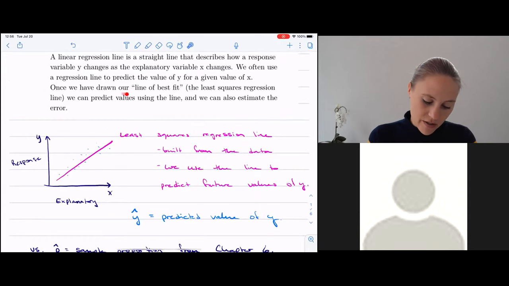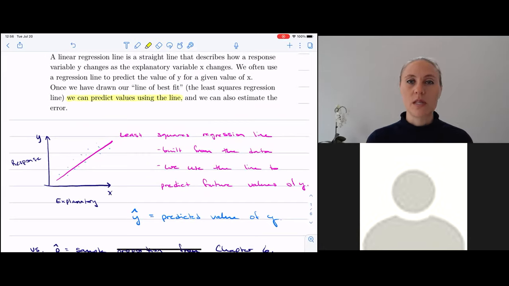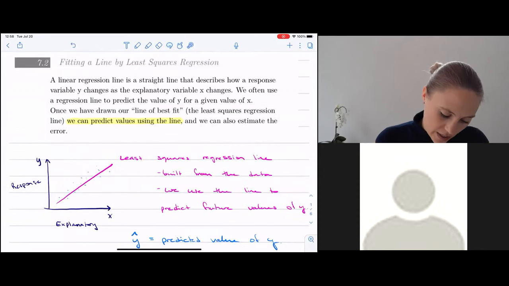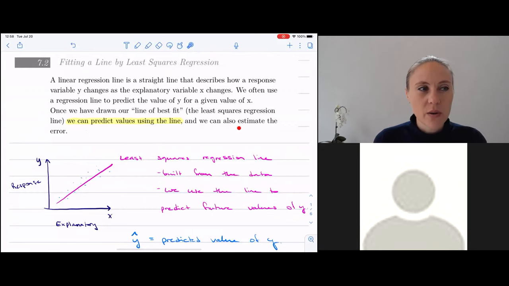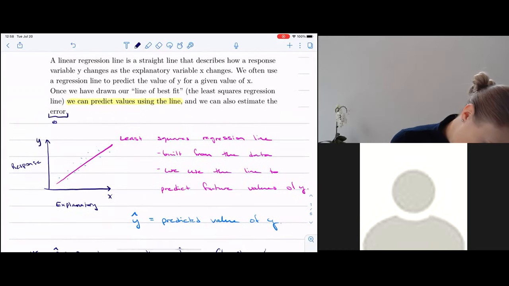Okay, so notice, right, that once we've drawn our line of best fit, which we'll talk about the mechanism of how we calculate, then we can predict values using the line, and we can also estimate the error, right? And so a couple of uses for the least squares regression line. Now I'm just going to grab some more notes here. Okay, so we said we're going to predict values using the line, but we can also estimate the error. Remember from part one, the error is the residual, which is the actual y minus the predicted y.